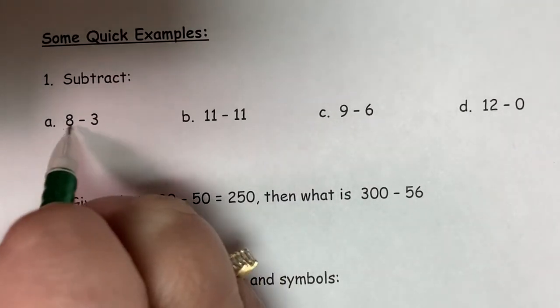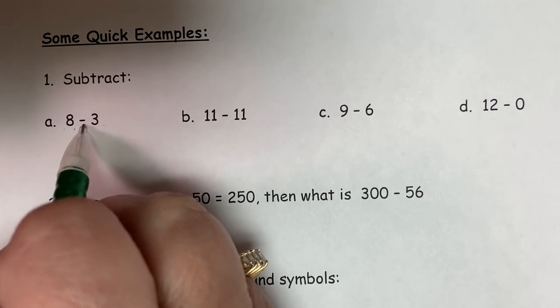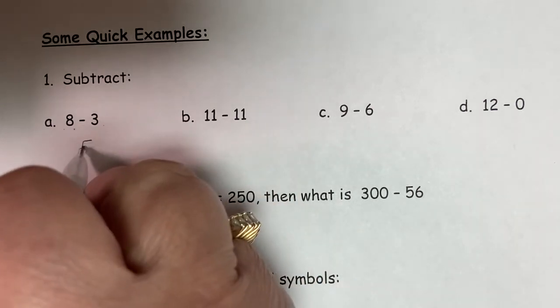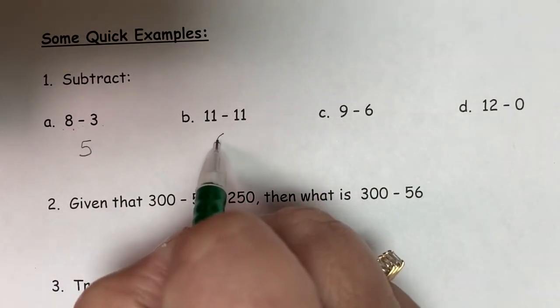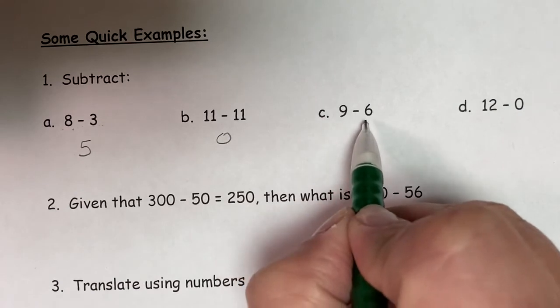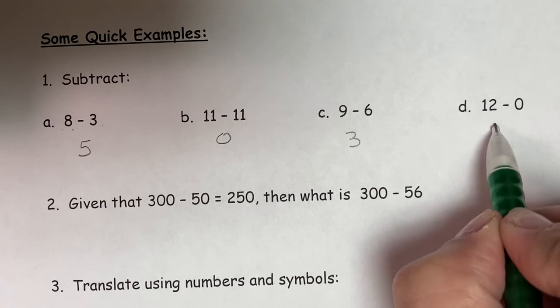So if I take 8 minus 3, in other words, if I have 8 objects and I subtract or take away 3 of them, hopefully you know that that's 5. 11 minus 11 is 0. 9 minus 6 is 3. And 12 minus 0 is 12.